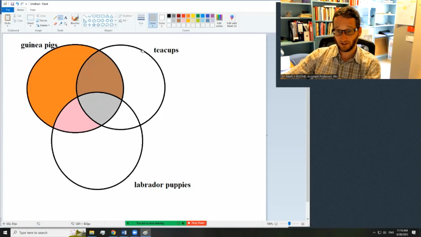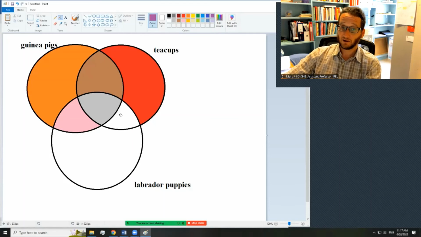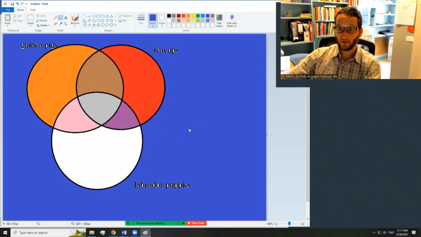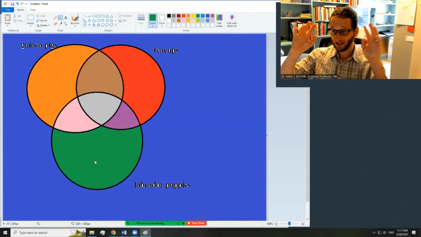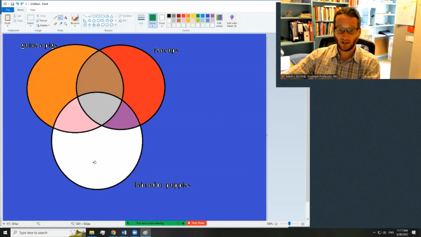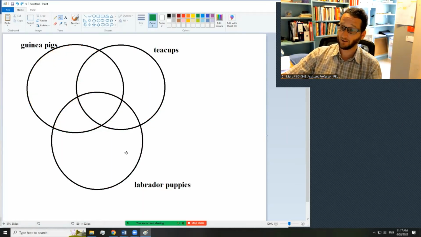And then we've taken our region of things that are teacups and not guinea pigs and we bisected it, things that are teacups and not guinea pigs and not Labradors, things that are teacups and not guinea pigs and are Labradors, and then things that are neither guinea pigs nor teacups, we've bisected that again, things that are not guinea pigs, not teacups, and not Labradors, things that are not guinea pigs, not teacups, and Labradors. Each circle has to bisect all the pre-existing regions. And that's why you cannot have a Venn diagram with 4 circles.